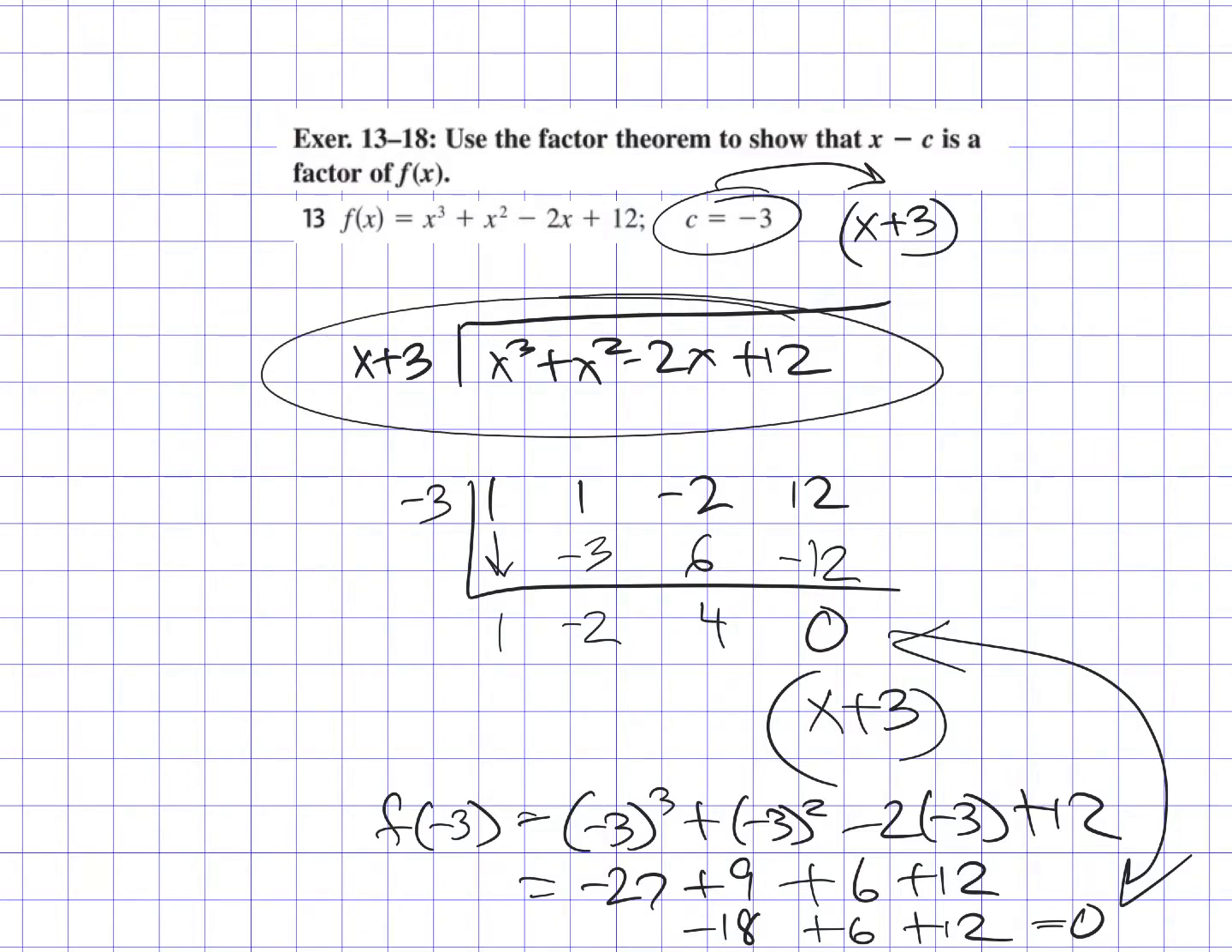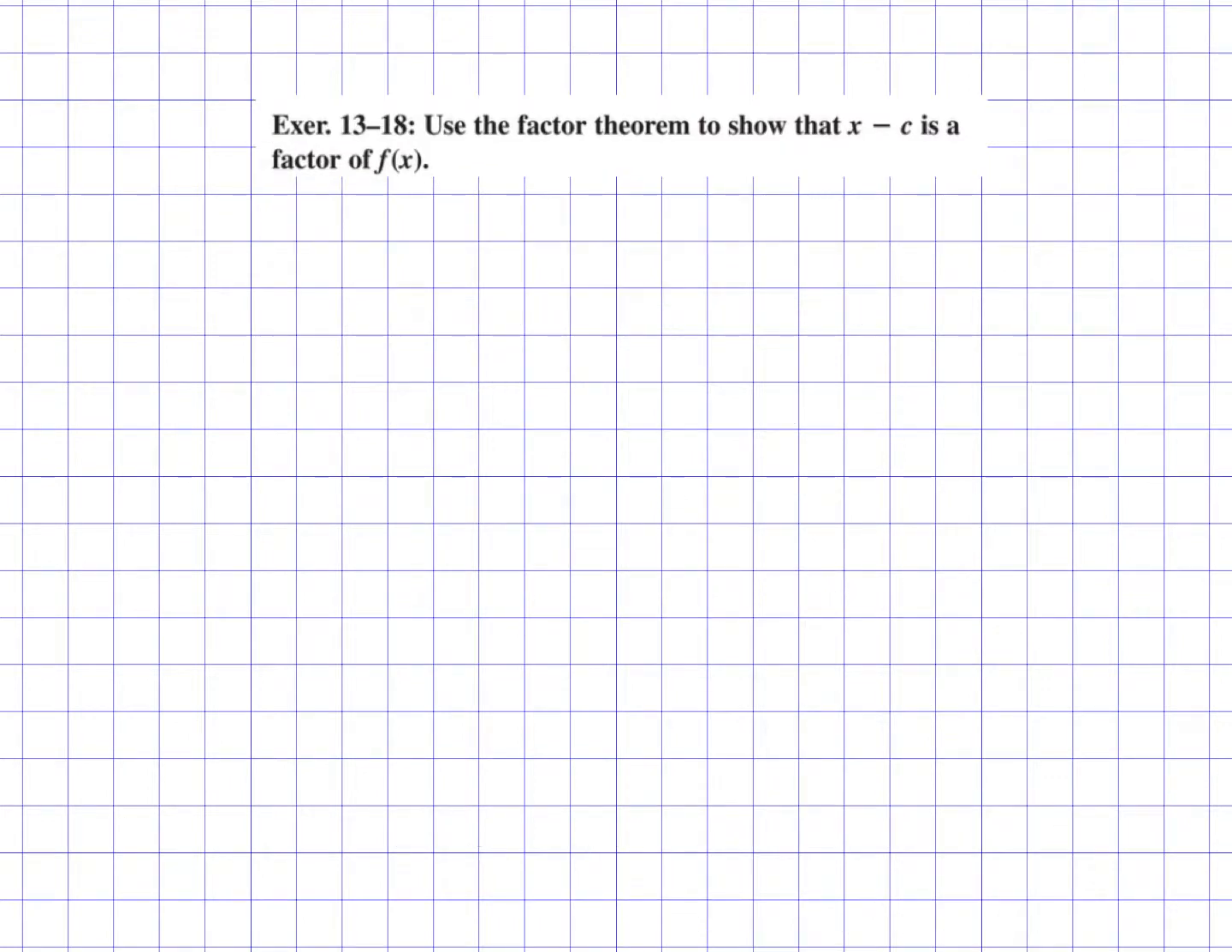So your 0 is negative 3. In factored form, it's x plus 3. So showing it means this right here: somehow you're getting a 0, either with long division, synthetic division, or what we just got done doing, just substituting the number in.